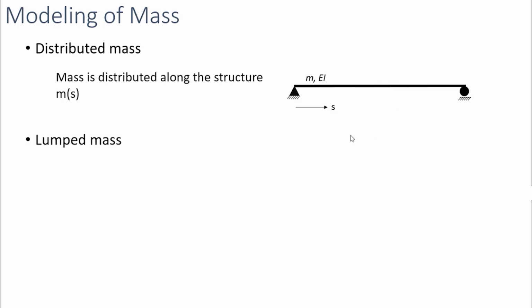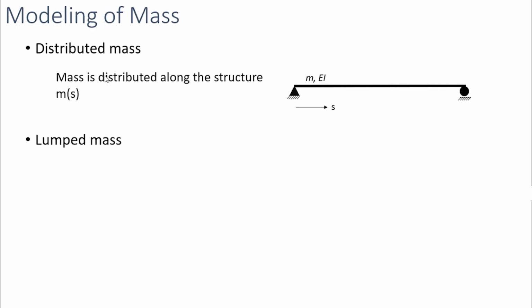So every structure has mass, the amount of material it has. It is distributed along the structure, right? Each part of this beam, for example, will have some mass. So the mass is distributed along the structure, and this is the real scenario in case of any structure. Every structure has a mass, and that would be distributed along the structure.